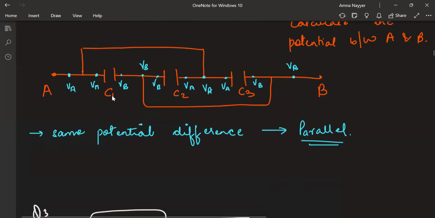If you notice here, the potential difference across C1 is VA minus VB, right? Same across C2 also, VA minus VB. And here also A and B both are there, so when you write, this is VA minus VB. All of these are having the same potential difference. It means they are connected in parallel. So we can reduce and write this circuit as this.